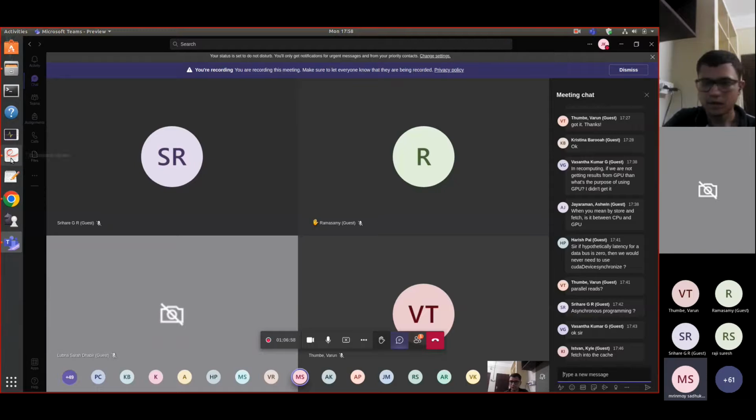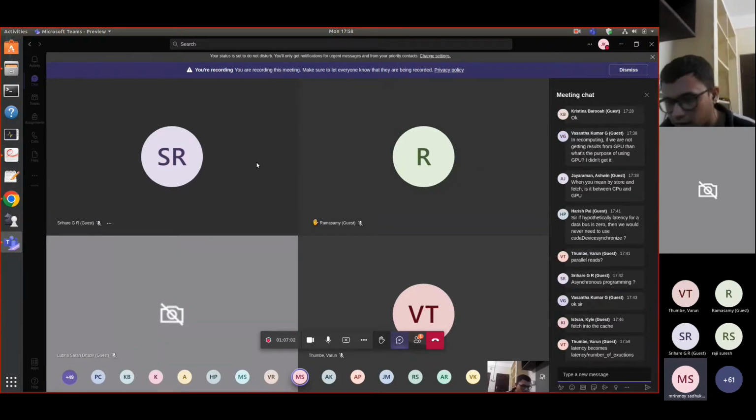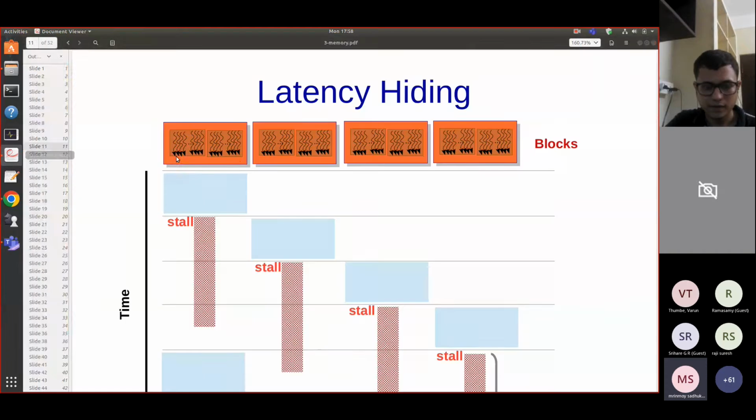Then okay, if there are no questions, then the latency becomes. Yeah, I think this is quite close. I mean, latency divided by number of executions. I guess there are no other responses. Then in that case, let us move back to the slides.